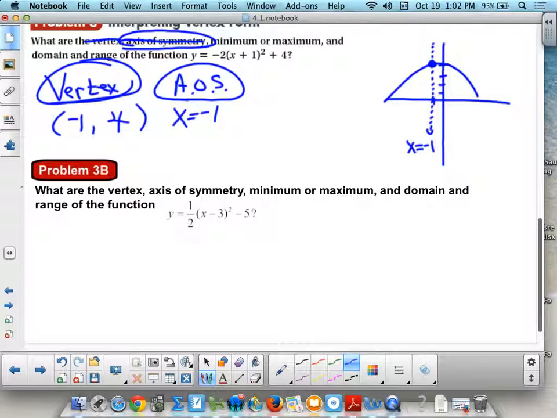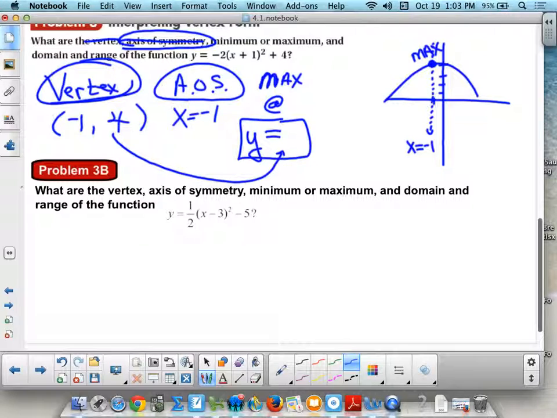Done. Is that a minimum or a maximum? Isn't it the max? You have a max. At what y value? What's the highest y value coming out of that parabola? It's right there, it's 4. It's always going to be the y value.